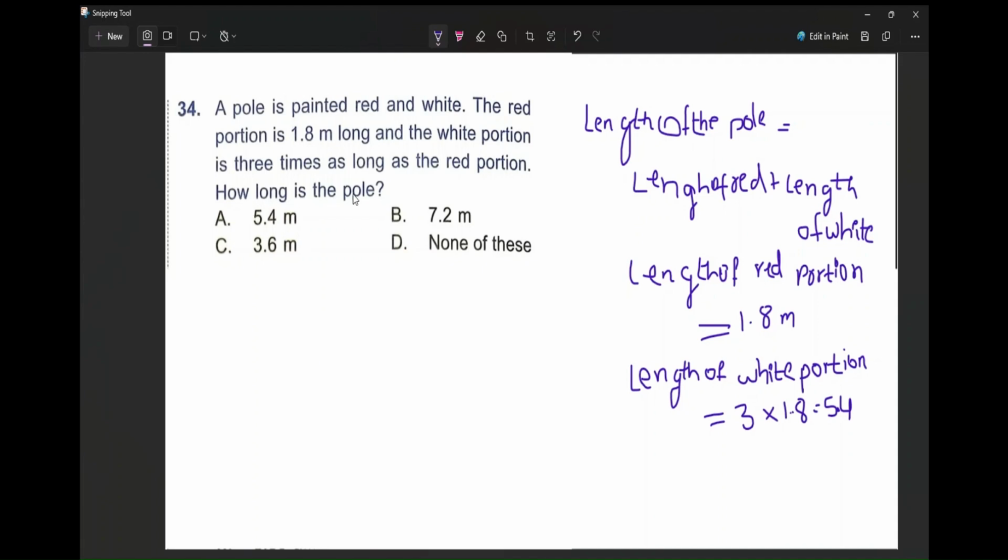Now how long is the pole means? Length of the pole. So length of red plus length of white portion. So write the red portion 1.8 plus white portion is 5.4. Then add these two. 4 plus 8 is nothing but 12. 1 carry. 5 plus 1 is nothing but 6 plus 1, 7. 7.2 meters long. So option A 5.4 wrong. Option B 7.2 meters is the right answer.